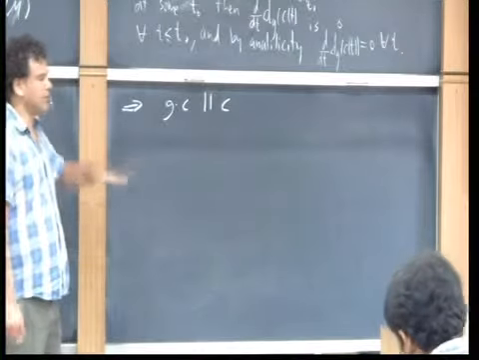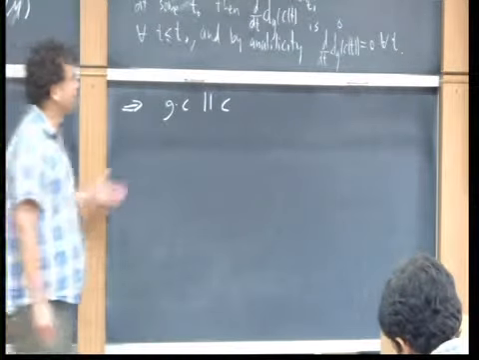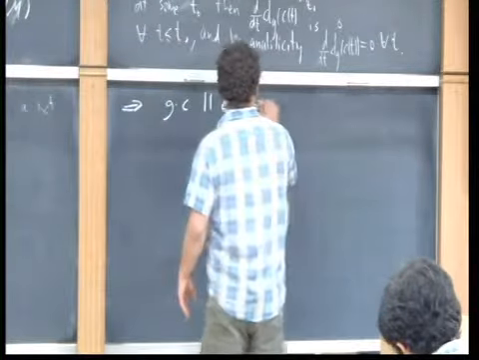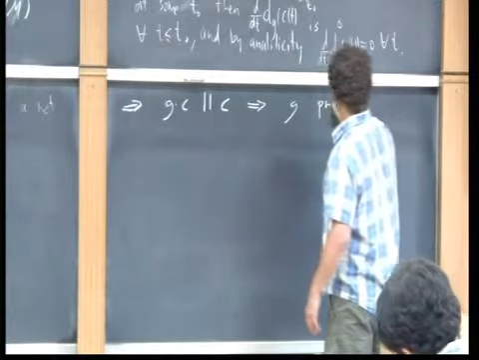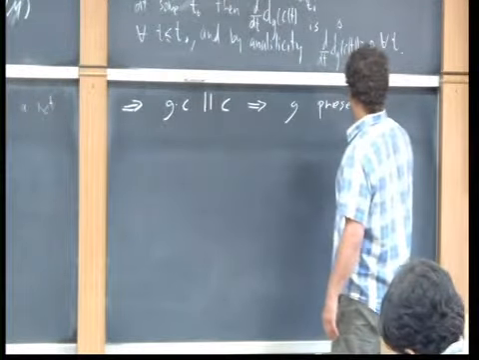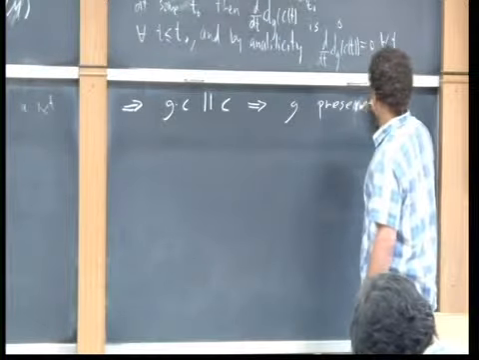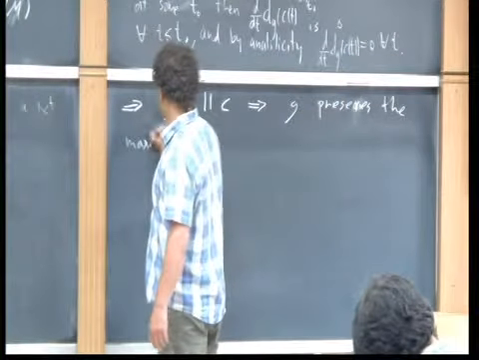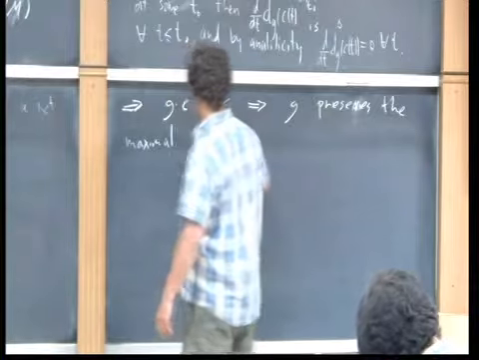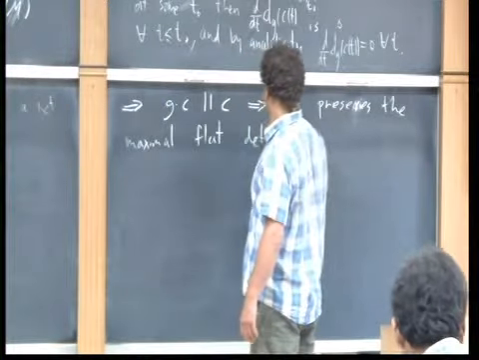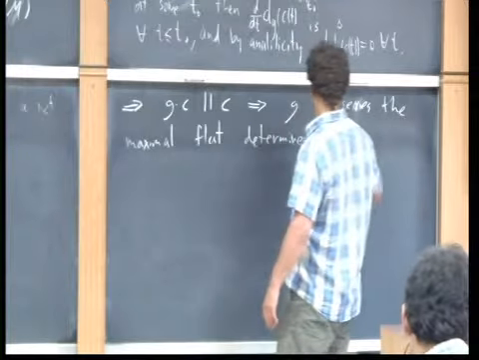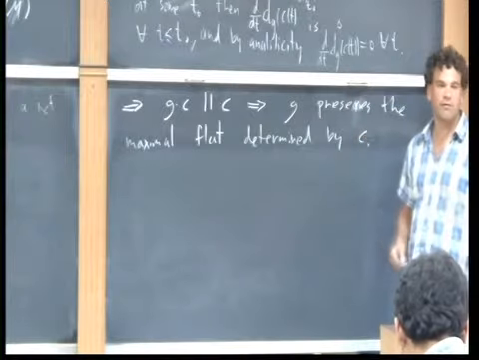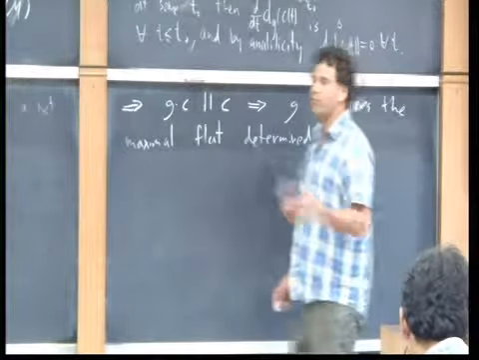But what does it mean? If it's parallel to c, it means that g must preserve the maximal flat determined by C. C is contained in a unique maximal flat, and g takes it to itself. Okay, but now g induces an isometry of this flat.